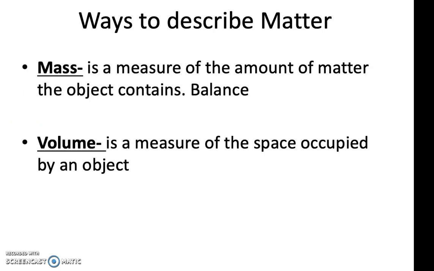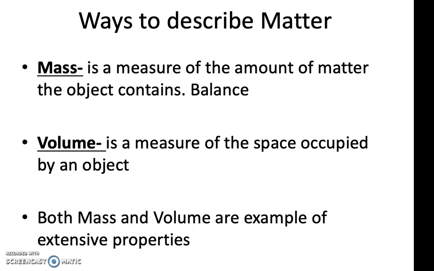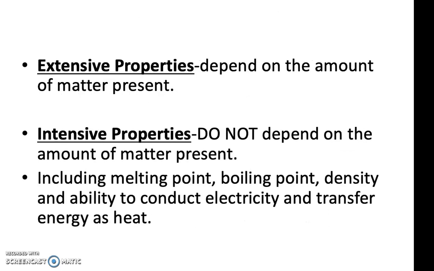Now the next thing is volume. Volume is a measure of the space occupied by an object: length times width times height. So both mass and volume are examples of what we call extensive properties. I don't find these too important, but they're necessary for you guys to see. What are extensive properties?